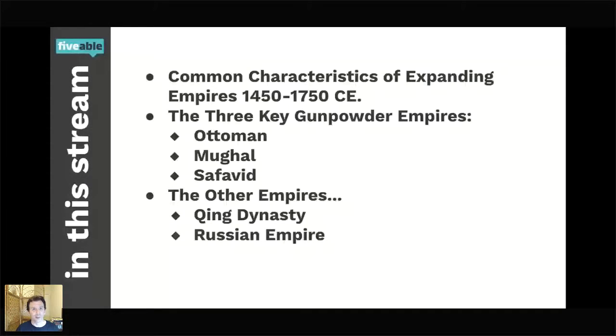The other empires we're going to touch on as well, that are occurring at the same time and are also building into expanding empires, are the Qing Empire or Qing Dynasty in China and the Russian Empire. For today, we're going to set up the gunpowder empires, but we're also going to give you some bonus material, taking you into the Russians and the Chinese Qing empires. So let's wait no further. Let's get going.